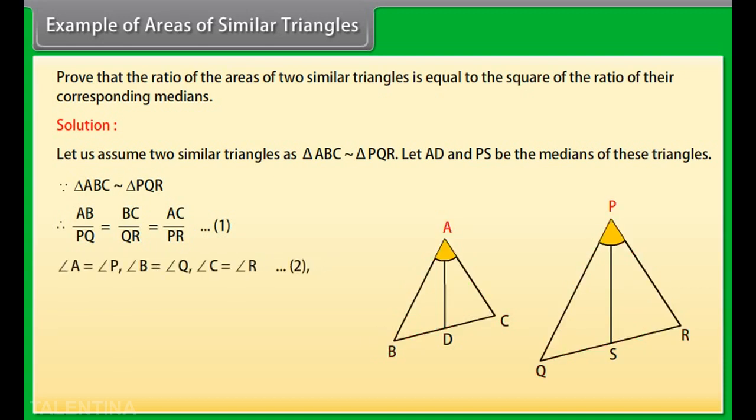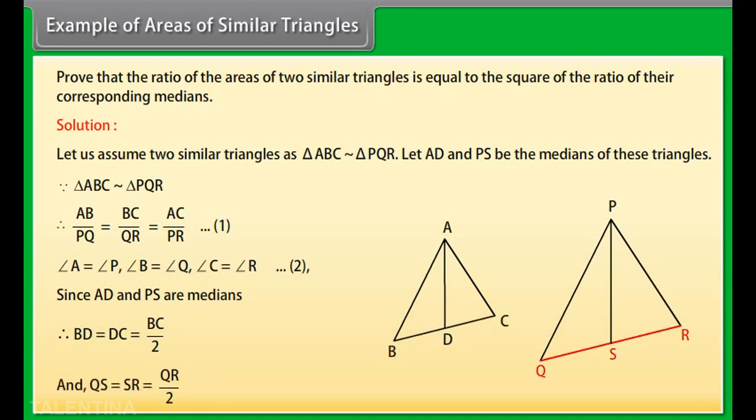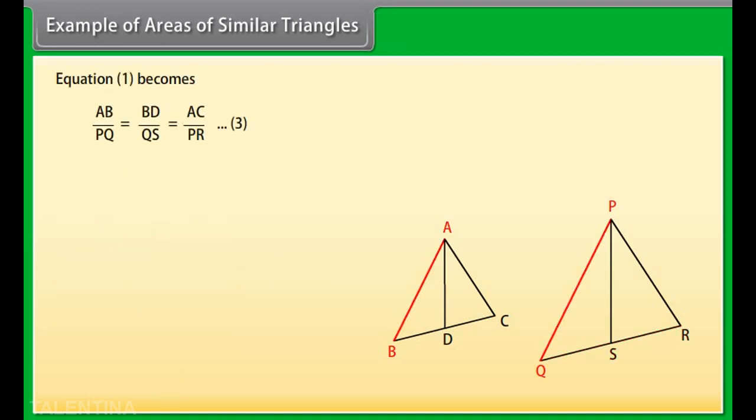Angle A equals angle P, angle B equals angle Q, angle C equals angle R. Mark it as 2. Since AD and PS are medians, therefore BD is equal to DC, which equals BC upon 2, and QS is equal to SR, which equals QR upon 2. Equation 1 becomes AB upon PQ equals BD upon QS, which is equal to AC upon PR, which is equation 3.